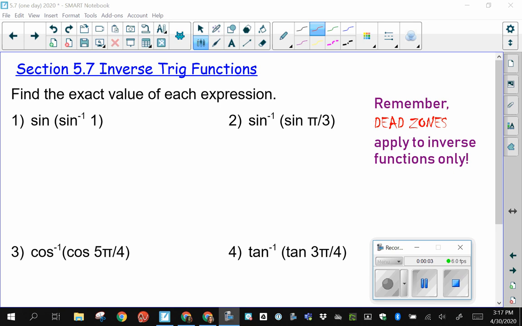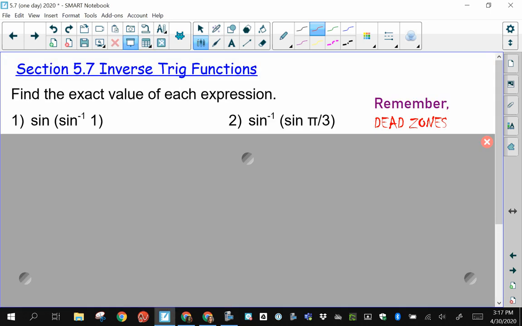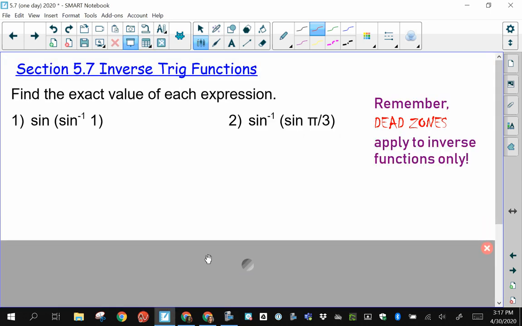Hi guys, this is section 5.7 and we are doing the second half of the lesson here, and we're going to focus on compositions now that we know some information about dead zones. You should use order of operations when you are completing any of these problems, and that would tell us to work on our parentheses first. Do remember that our dead zones only apply to our inverse functions.